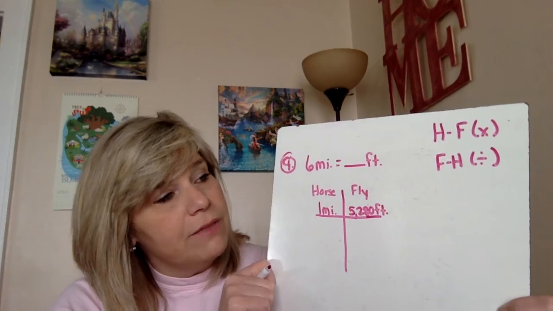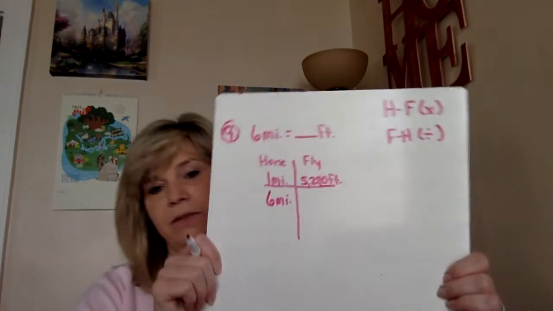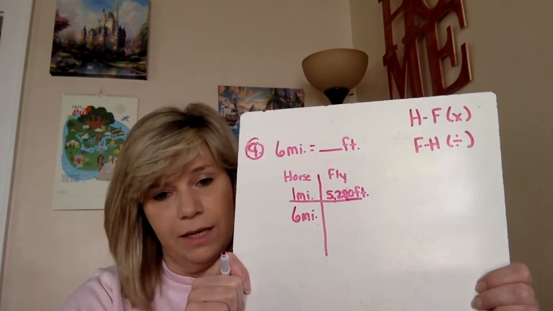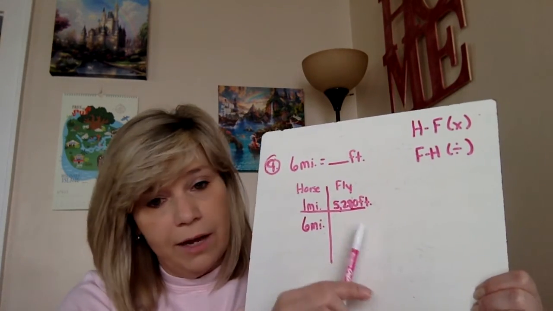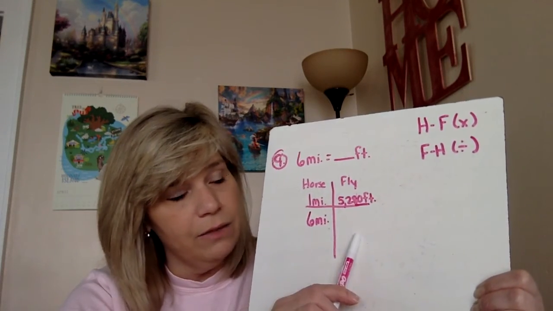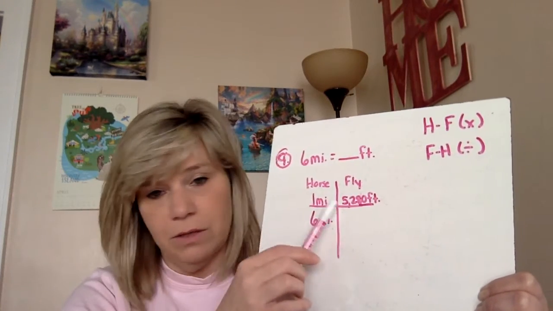So then let's look what they gave us. Look, this time we have miles. Miles have to go under miles. So I'm going to put 6 under the 1. Now remember, my hint to you is we never use that 1. Let's say or saying. So don't just guess what we're doing. Are we going horse to fly or fly to horse? Well, we have a number in horse, so we're going to start with horse. Horse to fly, what do? Multiply. Horse to fly, multiply. Do not use that 1.